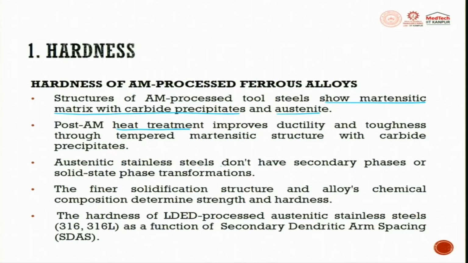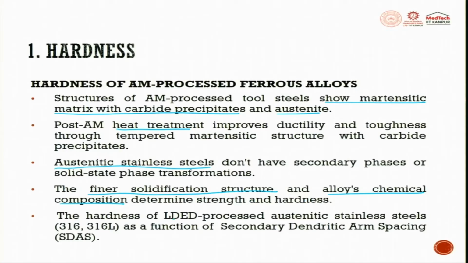Austenitic stainless steel does not have secondary phase or solid state phase transformation. The finer solidification structure and alloy's chemical composition determine the strength and hardness.